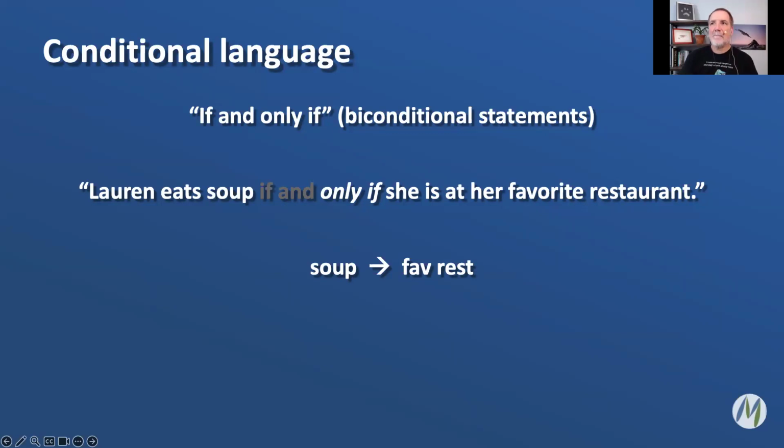So what do we get when we combine them together? We get both. If Lauren eats soup, then she is at her favorite restaurant. If Lauren is at her favorite restaurant, then she eats soup. It's basically two different conditional statements. And maybe if you're really into the conditional logic errors, you're going, wait a minute, that's an illegal reversal, right? But it's not, because they're explicitly telling us this.